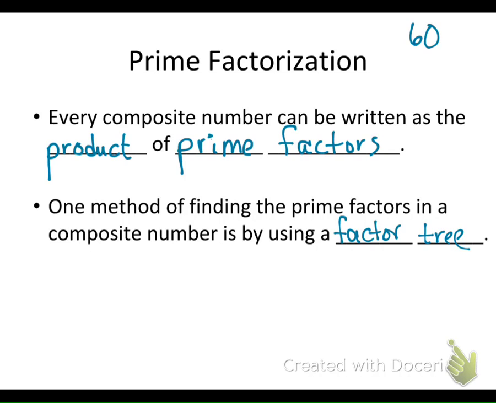So every composite number can be written as a product of prime factors. Now remember, a product is the answer to a multiplication question. Like 2 times 3 equals what? 6. 6 is the product. What's 2 and 3 called? The factors. So 2 and 3 are the factors. 6 is the product. Okay.